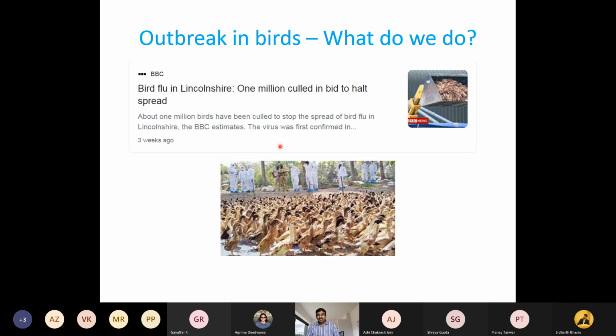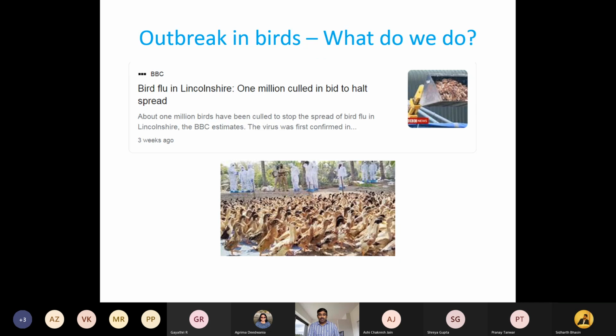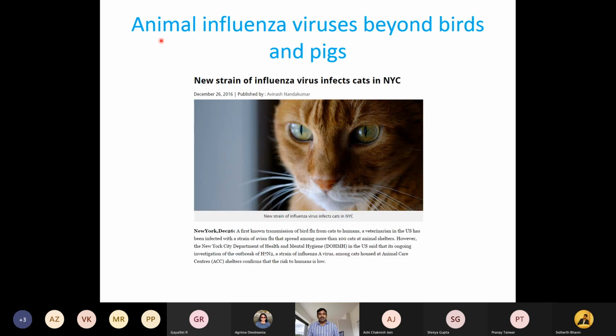Now, because this is a dangerous strain, what's happening in the UK where they had the outbreak is they are just culling the birds. Culling means killing them and dumping them with all the necessary biosafety precautions. Now, apart from birds and pigs, can other animals be infected? The answer is yes, they can be infected.